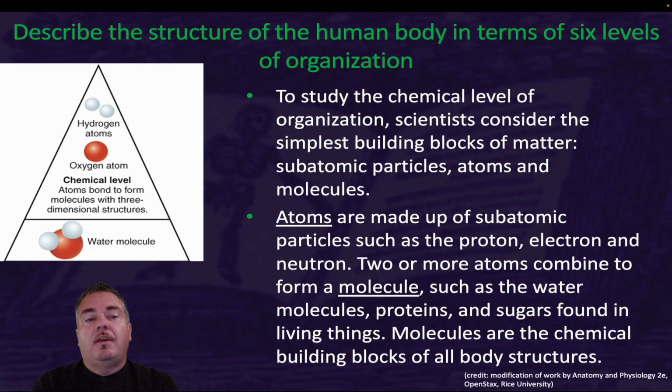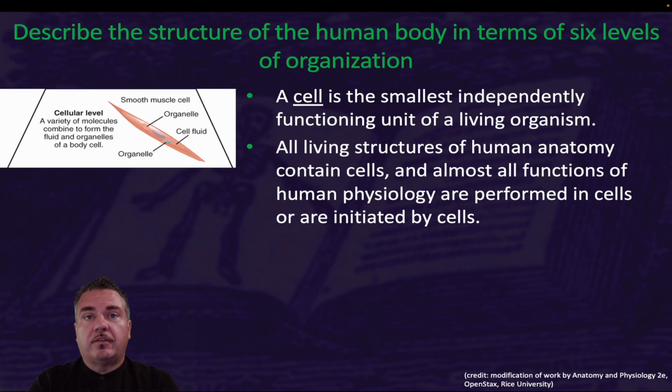For example, if you combine 2 hydrogen atoms and 1 oxygen atom, you see the water molecule depicted here. Water molecules, proteins, and sugars are some examples of molecules found in living things. In fact, molecules are the chemical building blocks of all body structures. A cell is the smallest independently functioning unit of a living organism. All living structures of human anatomy contain cells, and almost all functions of human physiology are performed in cells or are initiated by cells. So here is depicted an example of a cell, a smooth muscle cell.